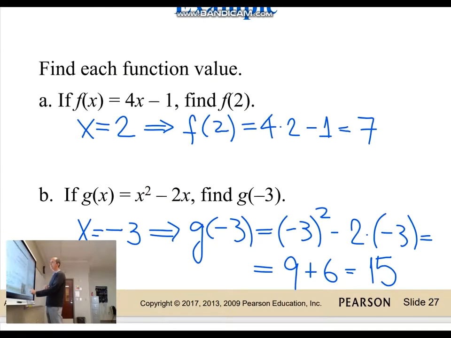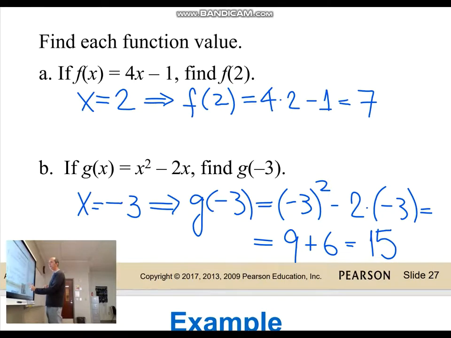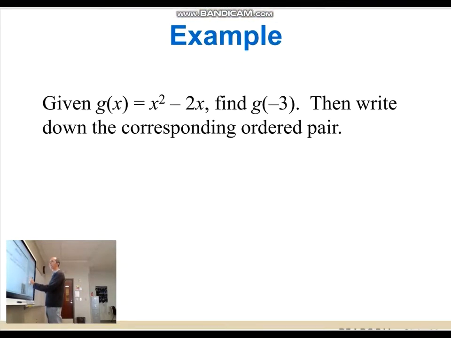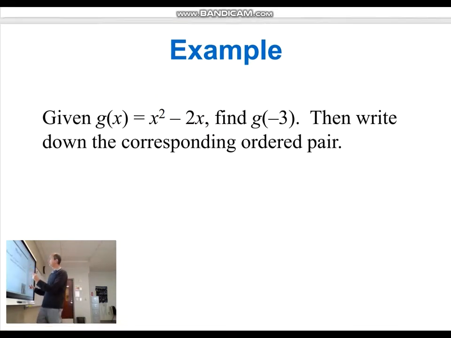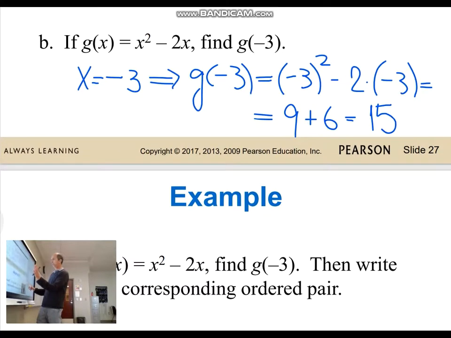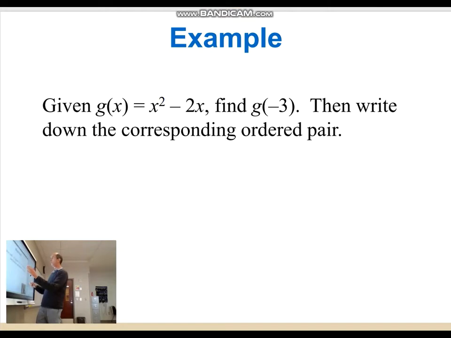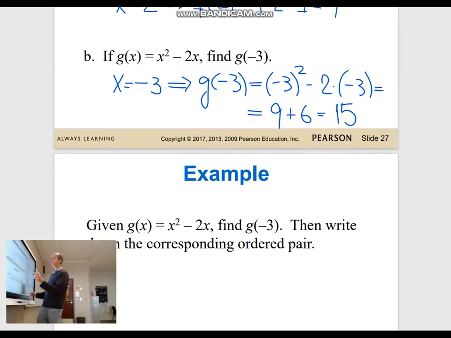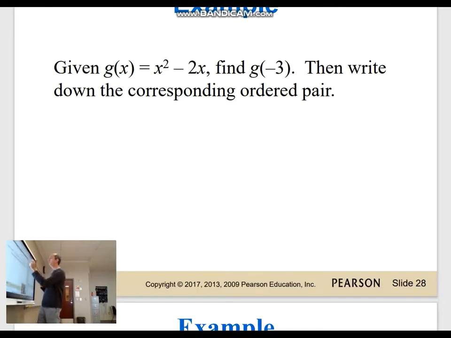That's it. That's how we find the functional values, how to evaluate functions. And a new example: given g of x equals x squared minus 2x, it's kind of the same. Find g, the same thing. Then write down the corresponding ordered pair. Okay, let's write down the ordered pair here. We want the ordered pair.